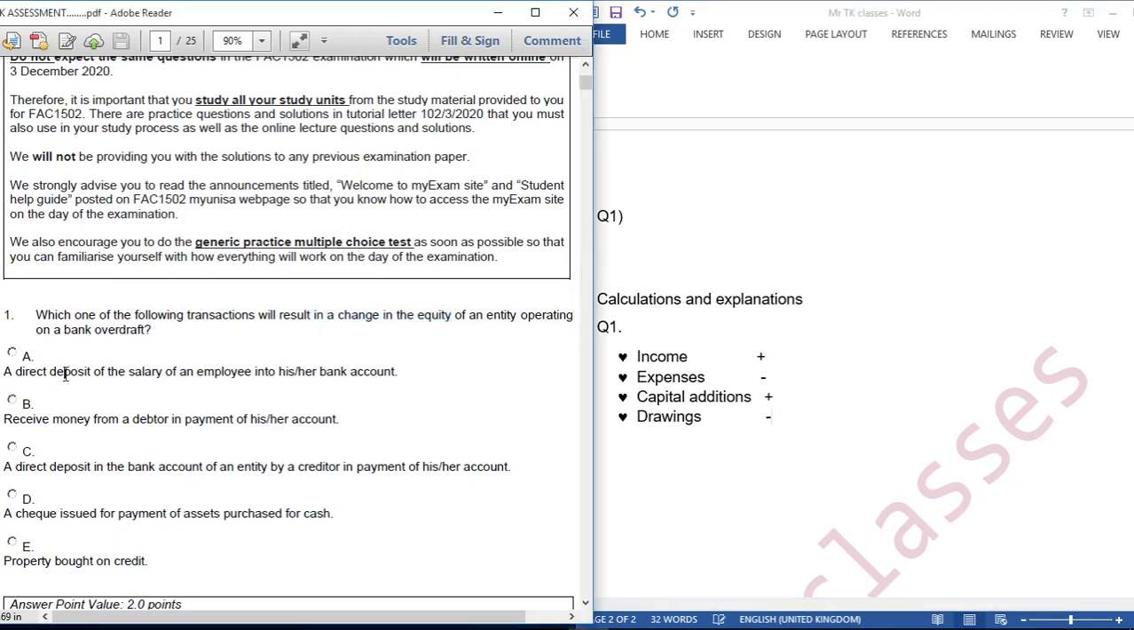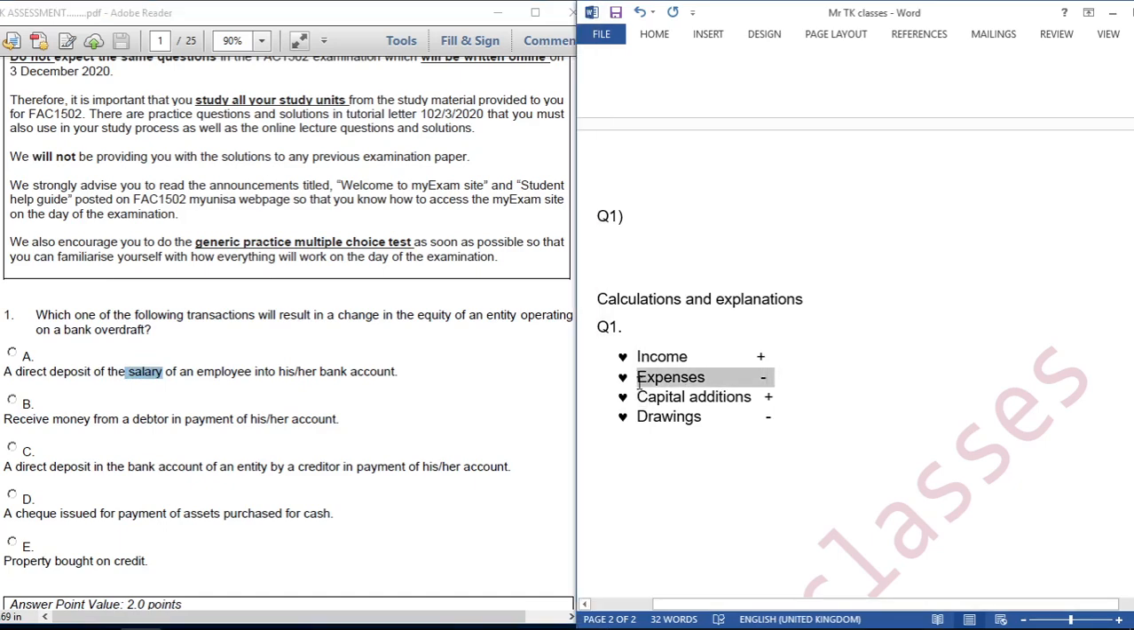So option A, a direct deposit of the salary of an employee into his or her bank account. A direct deposit of the salary means that this one is an expense. So an expense is going to decrease the owner's equity. So our answer here is A, but let us just check the other options.